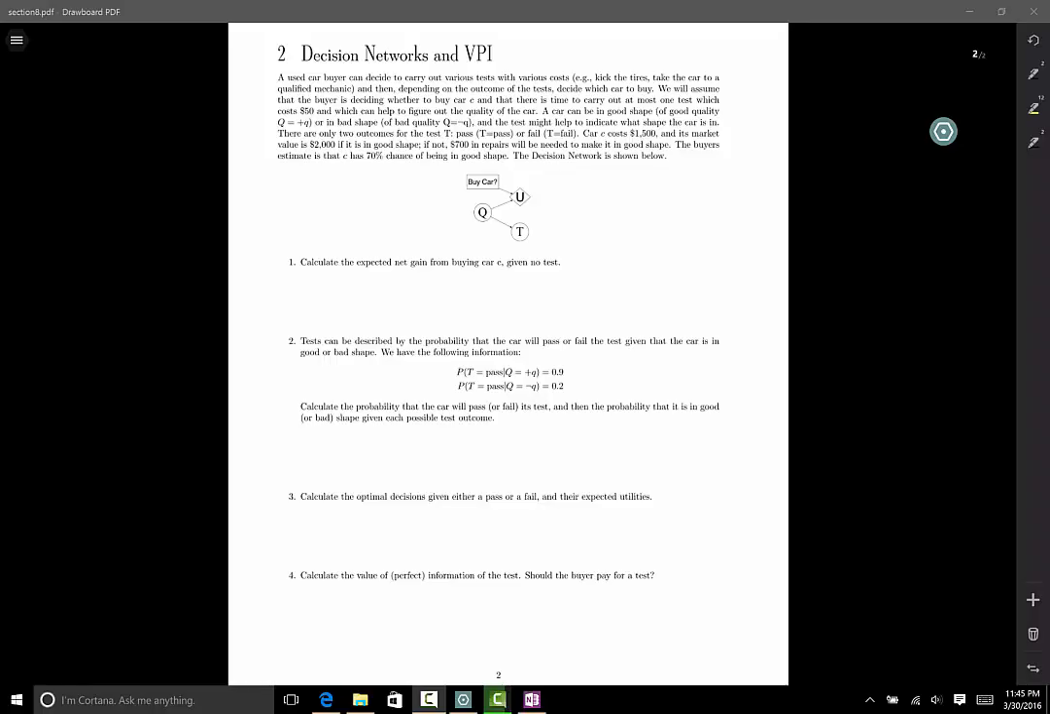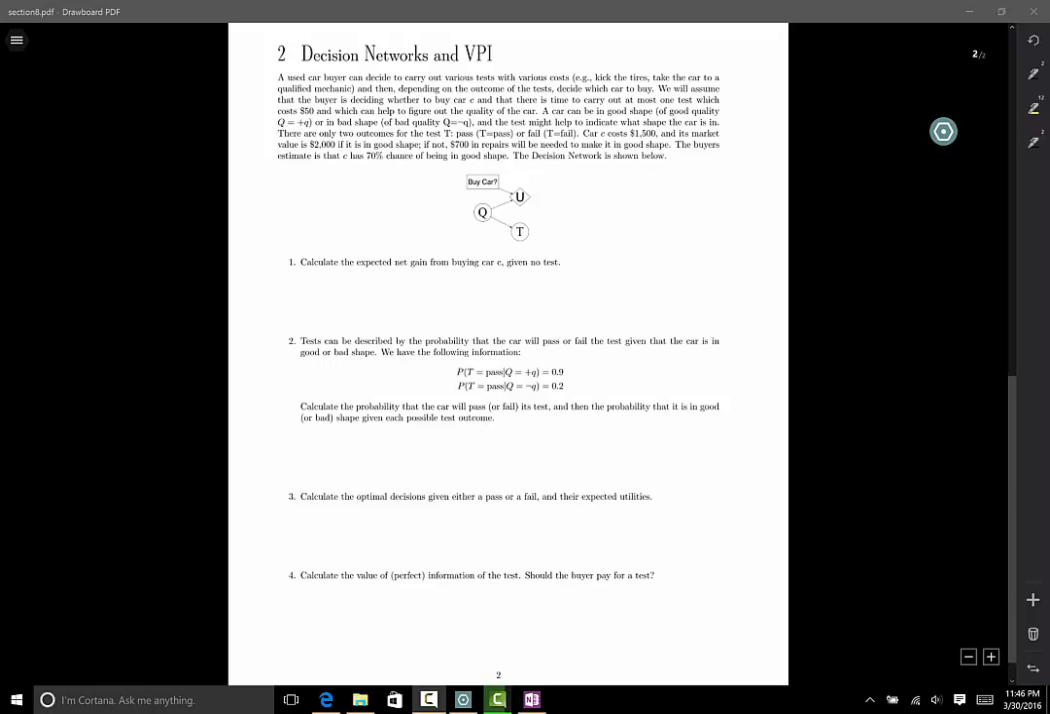Okay, so now let's move on to the next problem, which is on decision networks and VPI. The problem says that a used car buyer can decide to carry out various tests with various costs, and then, depending on the outcome of the tests, can decide which car to buy. We'll assume that the buyer is deciding whether to buy car C, and that there is time to carry out at most one test, which costs $50, and which can help to figure out the quality of the car.